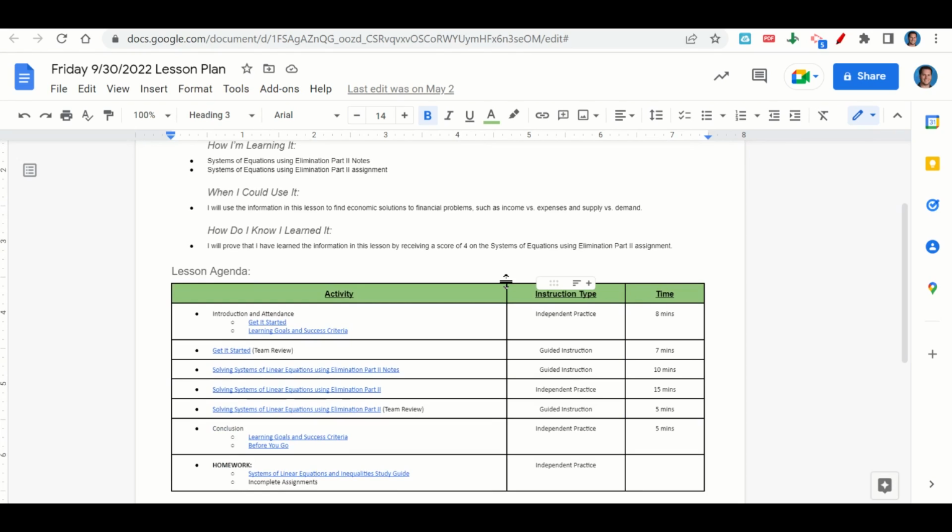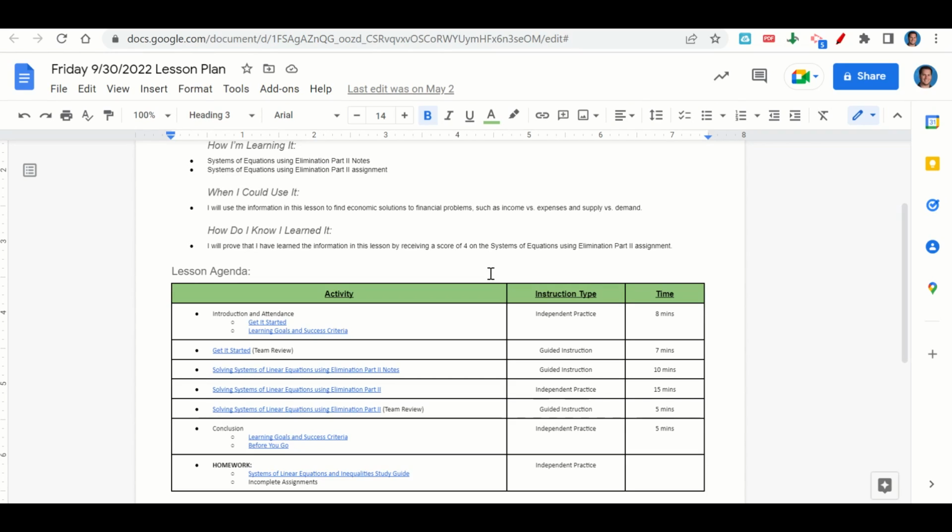Now let's take a look at our agenda for today. We will begin by going over our learning goals and success criteria. While we do that, you'll fill out your Get It Started. Once you've completed your Get It Started, we'll go over it together and answer any questions that you may have. After that, we'll go over the solving systems of linear equations using Elimination Part II notes.